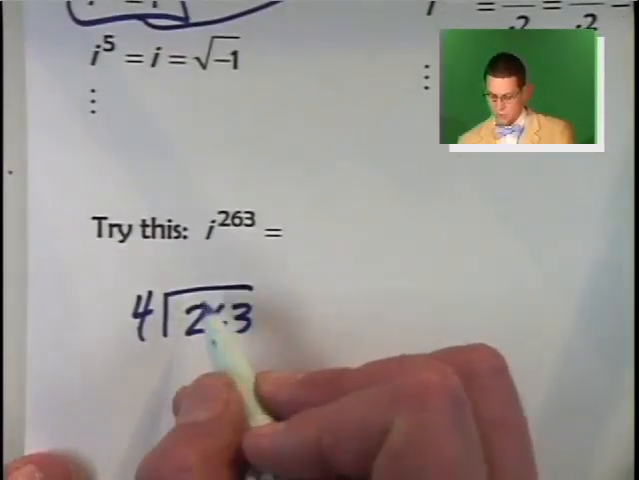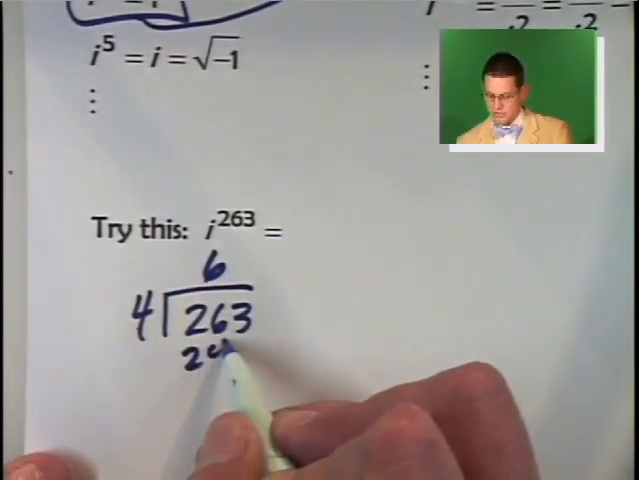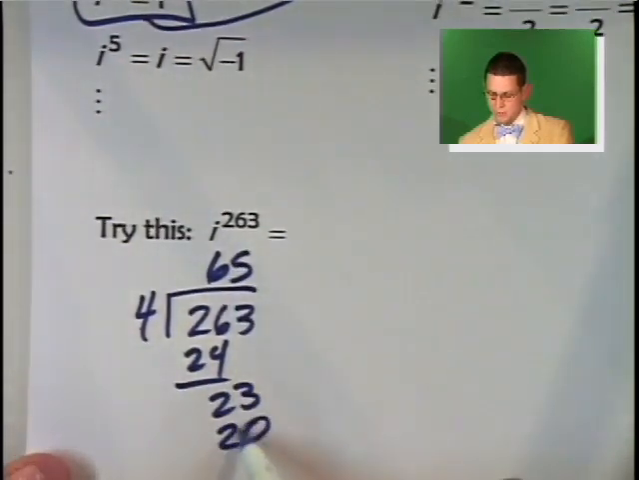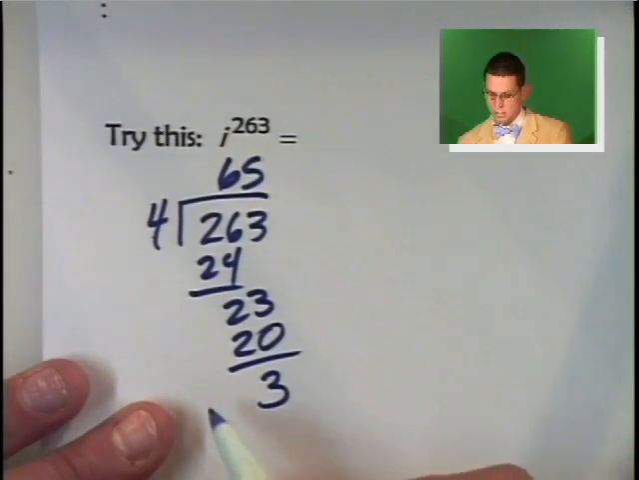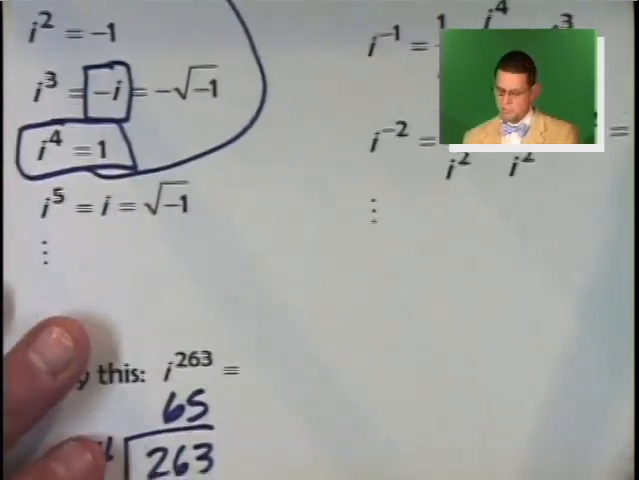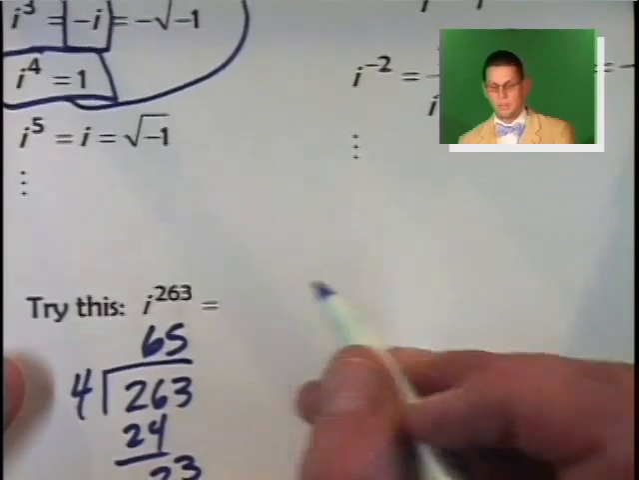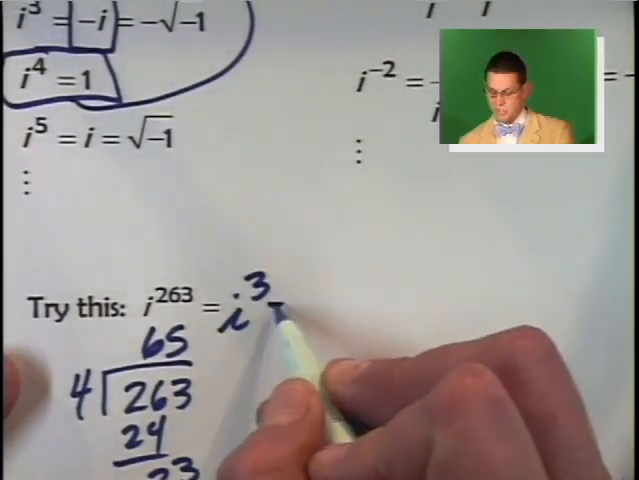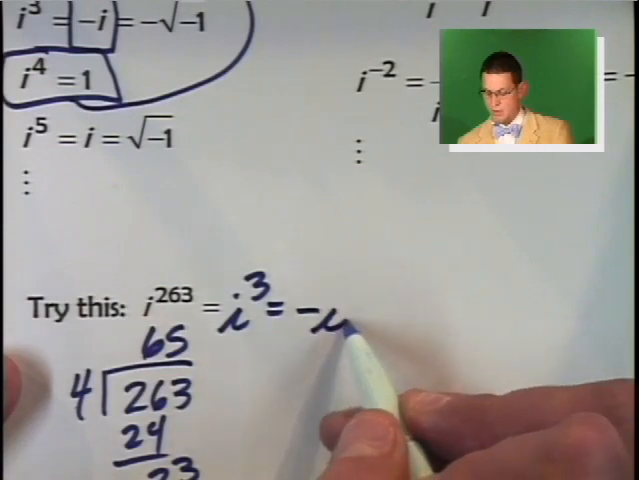So now we go 4 into 26, that's 6. That gives us 24. 4 into 23 goes 5. 20. We get a remainder of 3. That remainder right there is going to be your new exponent. So i to the 263rd is equivalent to i to the third. Well, i to the third is equal to negative i.